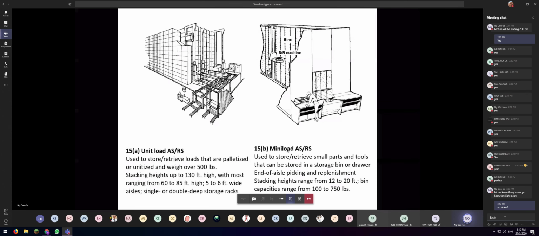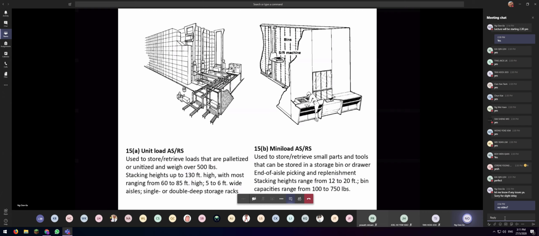So these are unit loads, automated storage and retrieval system, where everything is packaged into a unit load as we have described earlier. And maybe you have a fairly fixed weight. You have your stacking heights up to 130 feet high. Mostly we try not to go so high because the tolerances become much less at that side. Okay, so 5 to 6 feet wide aisles so that you can fit your loading machine inside.